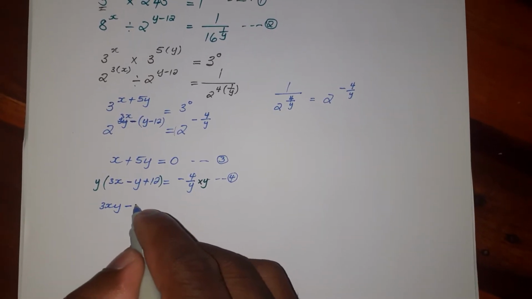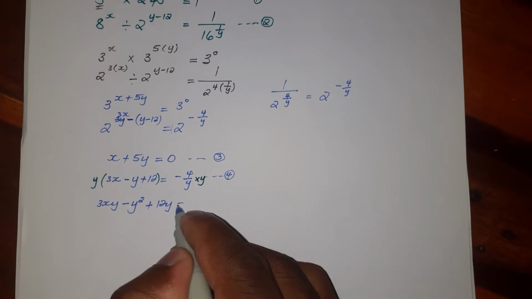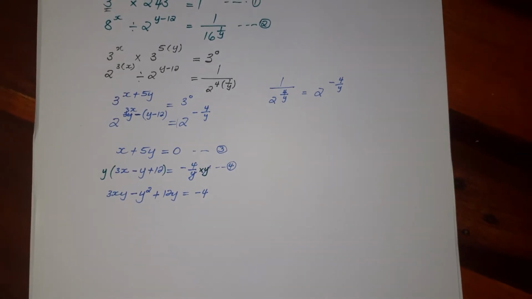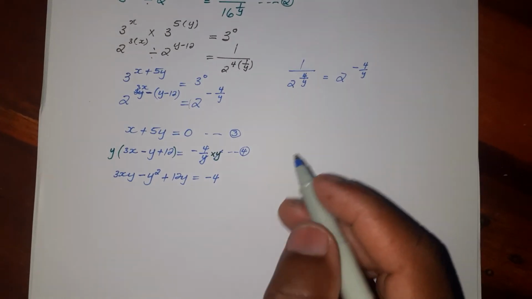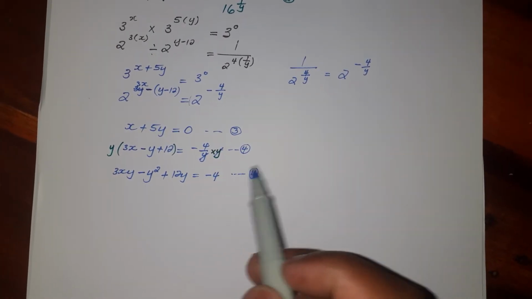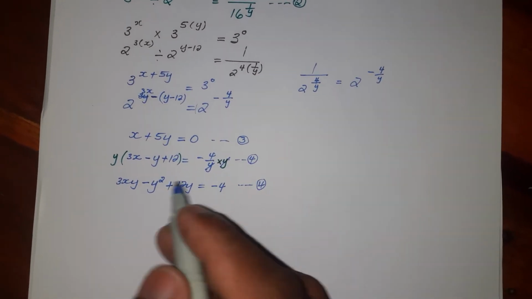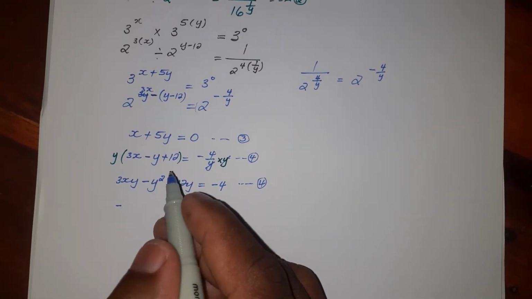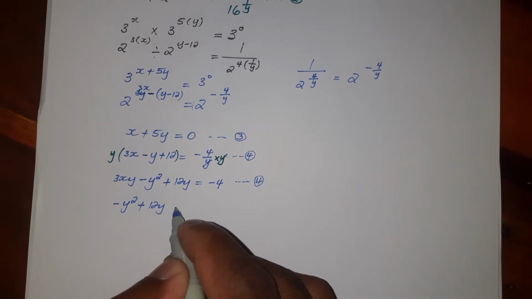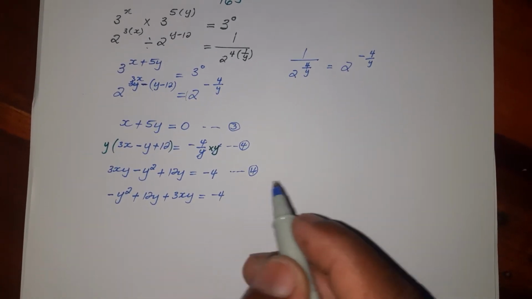Y times negative y, we are going to get negative y square, and then plus 12y equals to negative 4, since this y and that y will cancel. I just simplified equation 4 here. I did not change anything, I only simplified to write this as a quadratic. Maybe we can rewrite this to start with the square term, negative y square plus 12y plus 3xy equals to minus 4.